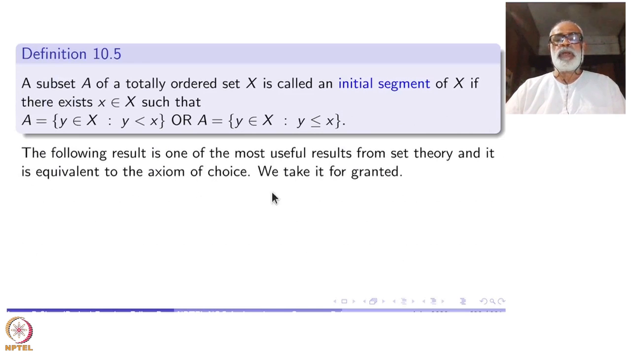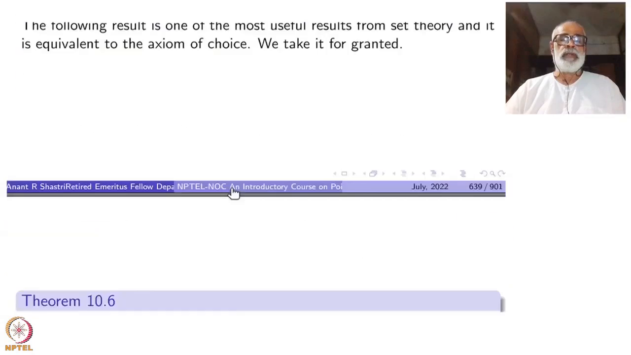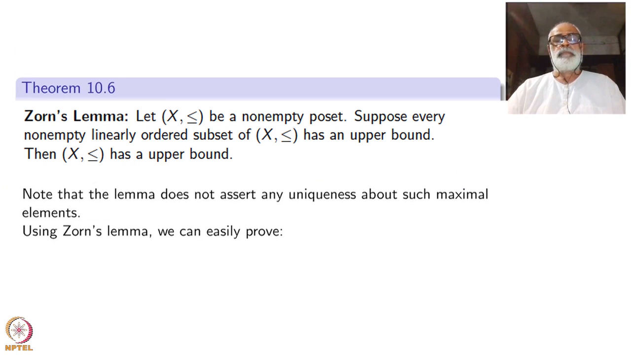The following result is one of the most useful results from set theory, and it is equivalent to the axiom of choice. We take it for granted. What is this? Zorn's lemma. Zorn's lemma states the following. Take any non-empty partially ordered set X. Suppose every linearly ordered subset has an upper bound, then X has a maximal element.